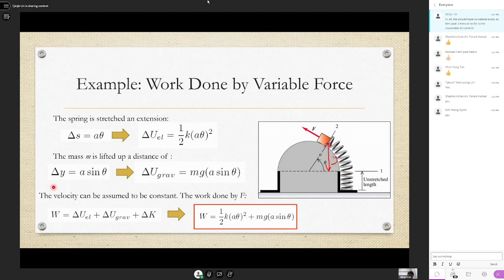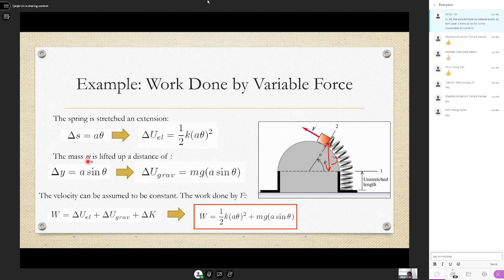Remember, for gravitational PE, we don't care how much it moves to the side. We only care about the up and down, how much it moves up and down. So we only want to know this distance. And what's this distance? We know A, the radius. We also know this angle, right? To get this distance, it's basically just A sine theta.